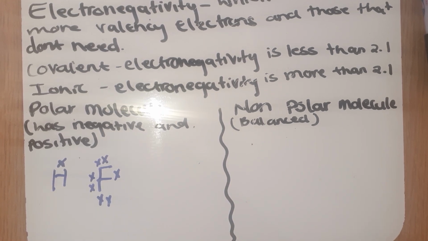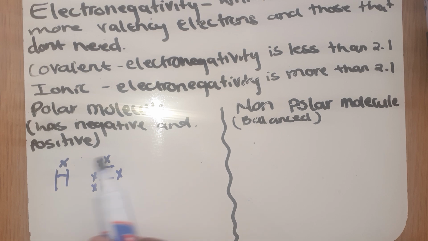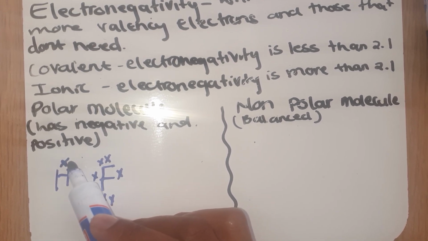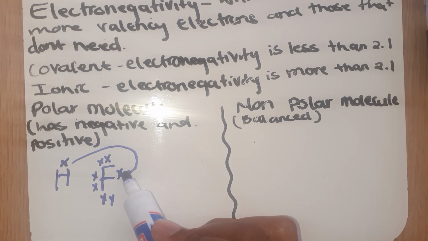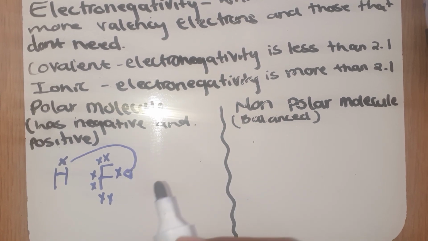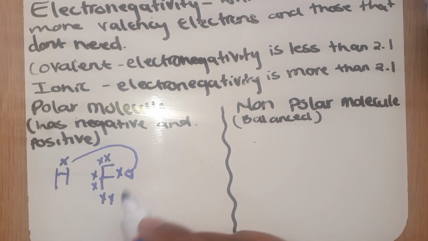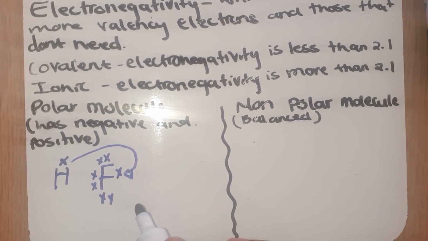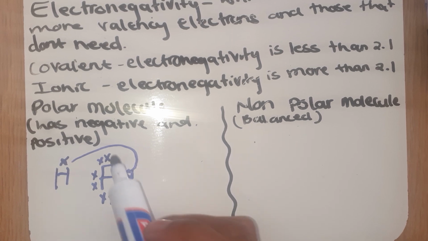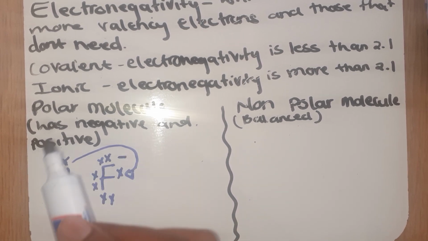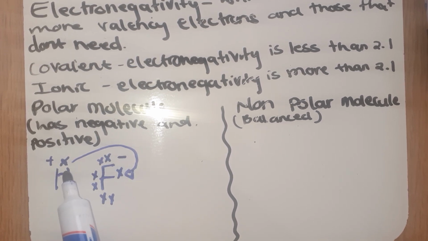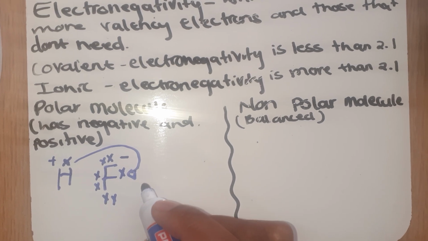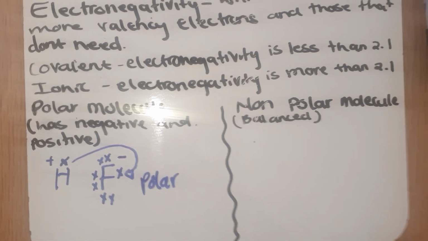So F, which is fluorine, wants to be fully surrounded. So H will give up its valency electron to fluorine, so that fluorine becomes fully surrounded. Which means valency electrons are negative. So fluorine will become more negative, while hydrogen becomes positive. So we have a negative and a positive element, and this makes up a polar molecule.